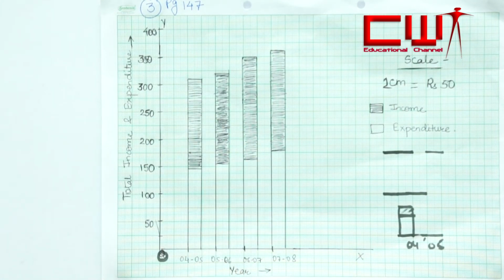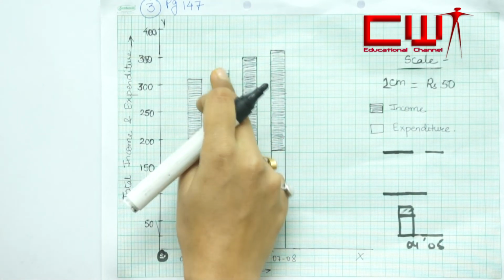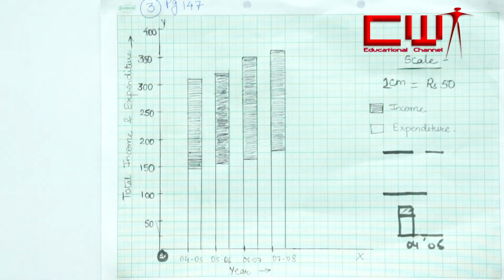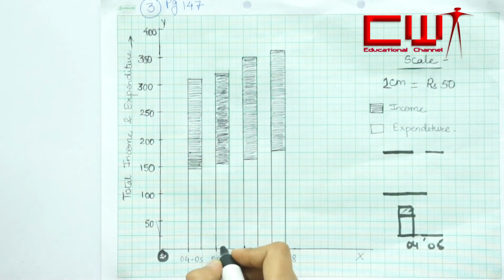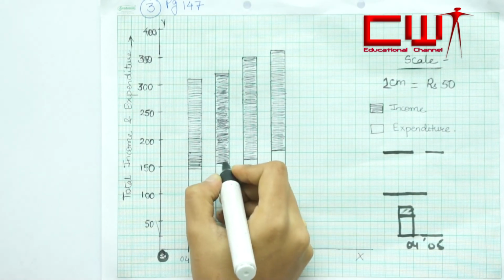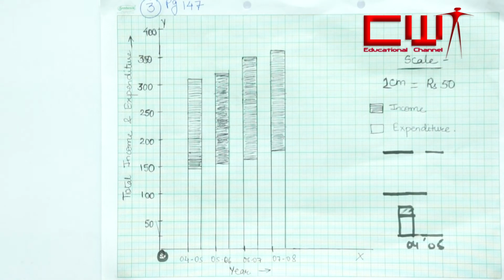Similarly, next is 162 and 152. So what is the total? 314. So make the whole bar 314. See the lower number. Which is the lower number? 152. Mark 152 on your graph paper. So from the baseline to 152 will be your expenditure, and the remaining, that is 162, will be your income. Next bar diagram: 181 and 169.